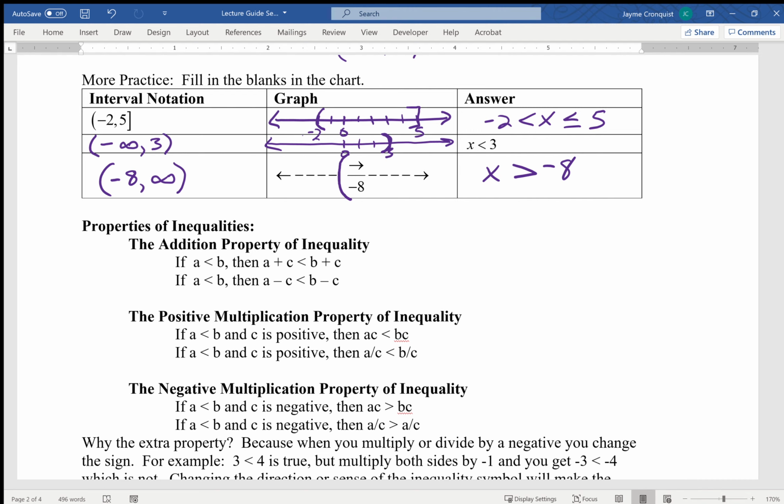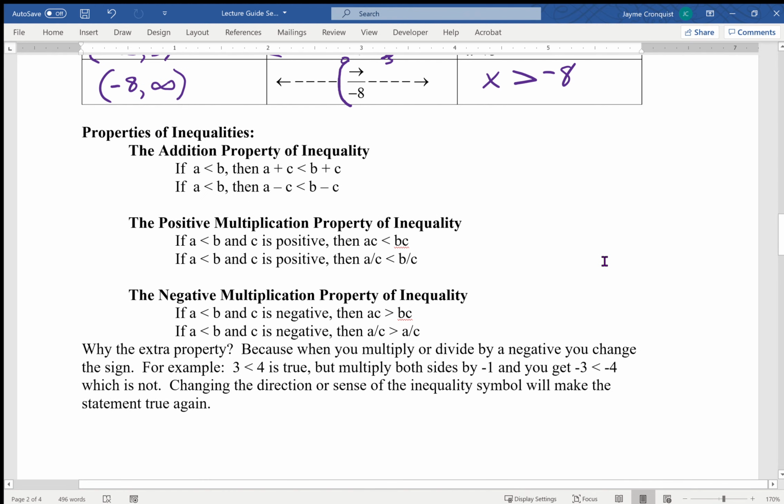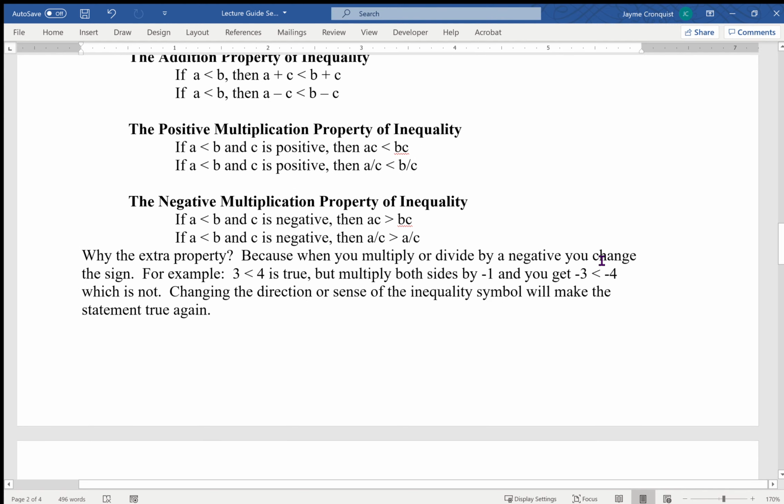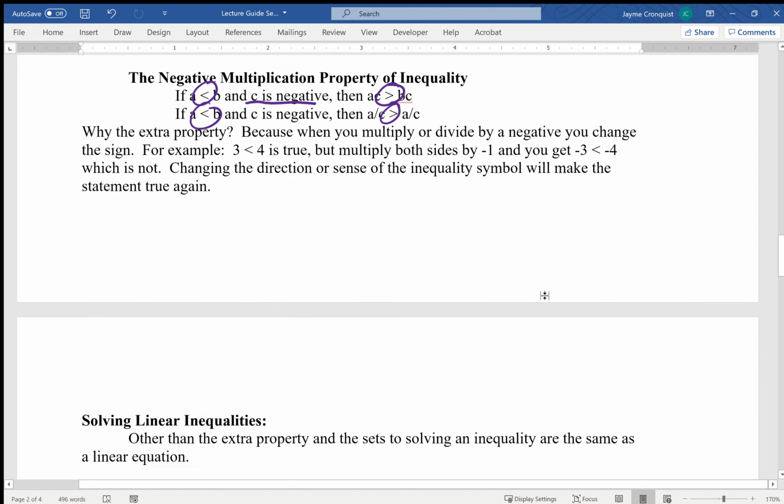It just takes some practice to get the hang of it. All right, properties of inequalities. You can add or subtract as long as you do it to both sides, you're cool. Now, multiplication is a problem. You can do positive without any problem, but you have to be aware when you've got a negative. If C is negative, notice my symbol flips for both of these. Symbol flips if you multiply or divide by a negative number. Okay? All right.